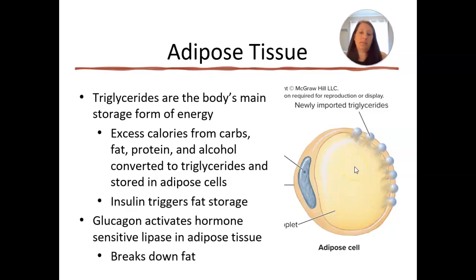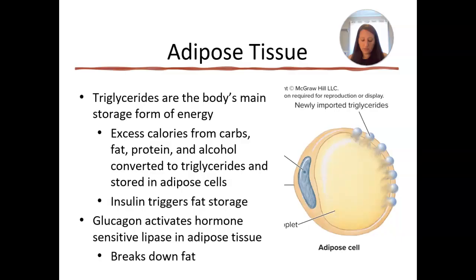They're going to deliver triglycerides to our adipose cells. So anytime you have excess fat in your diet that your cells aren't using, that excess fat gets stored as triglycerides in our adipose cells. Also, anytime you have an excess of any other macronutrient, so excess carbs, excess protein, excess alcohol, those are all going to get converted to triglycerides, and they end up getting stored in adipose cells.